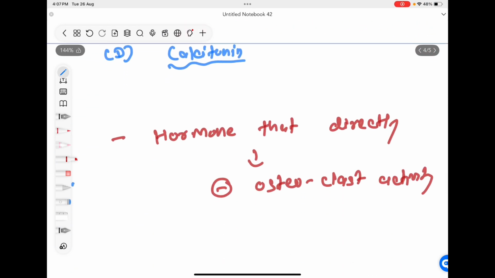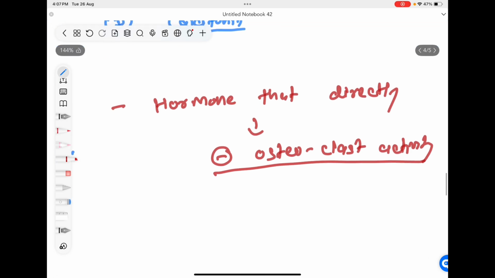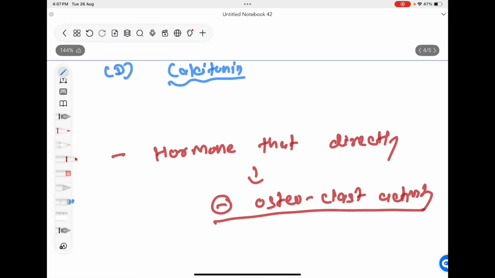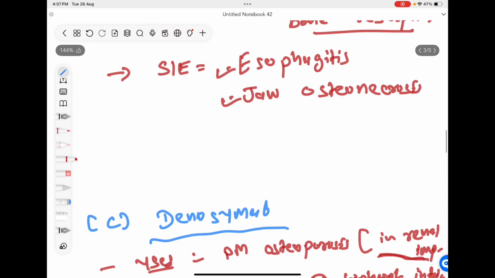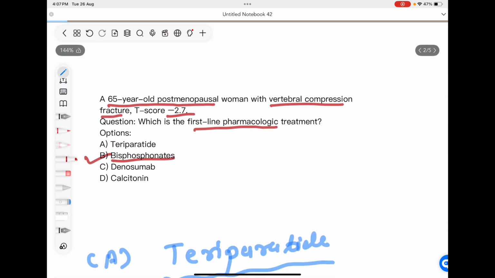Option D, calcitonin. Calcitonin is a hormone that directly inhibits osteoclast activity. The calcitonin indication is to provide analgesia in acute vertebral fracture pain, sometimes used short term, but its efficacy is much weaker than biphosphonate or denosumab for long term fracture prevention. So it's not a first line drug. So option B, biphosphonate, is the correct answer, and that is also the first line treatment. Thank you.